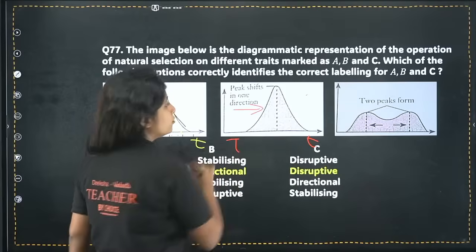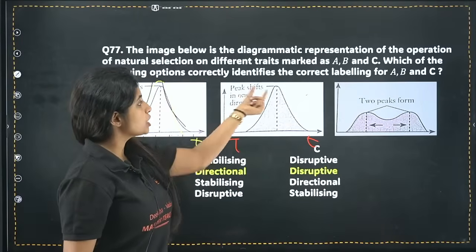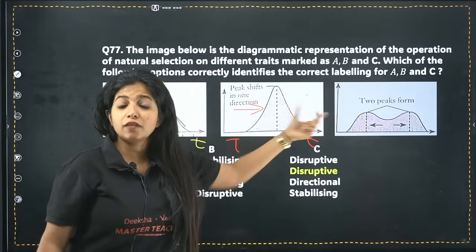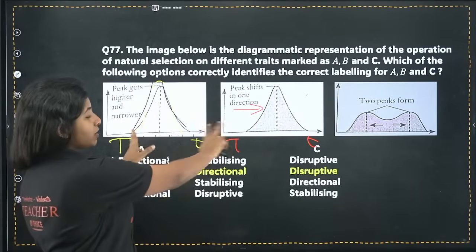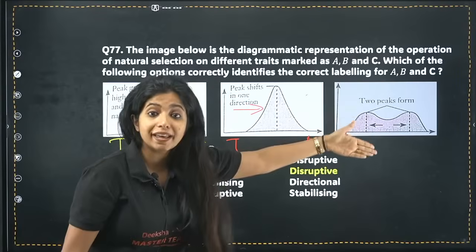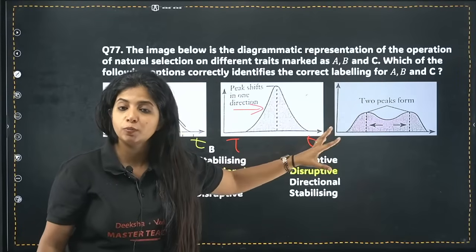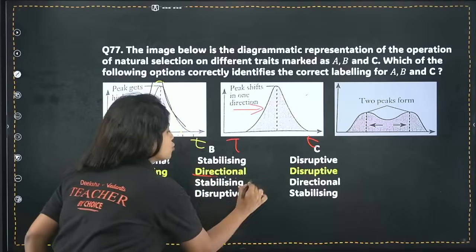Okay, the next one is where, suppose again tall and dwarf are there, and I am saying only dwarf ones are selected. The peak shifts towards one direction. Either of them, one of them is going to be selected. If you are not able to understand the difference, read it as one direction. That means only one is going to be selected. That is known as directional selection.